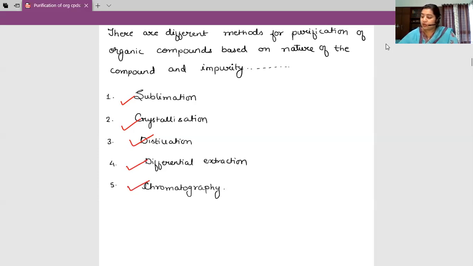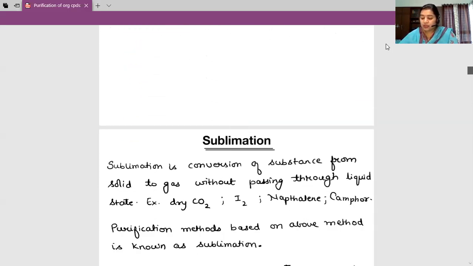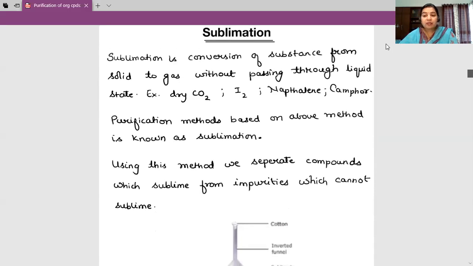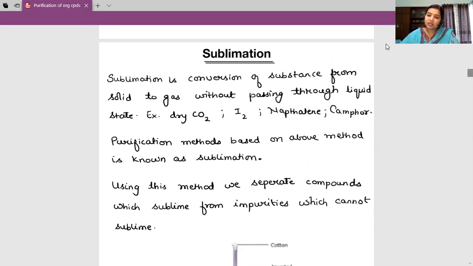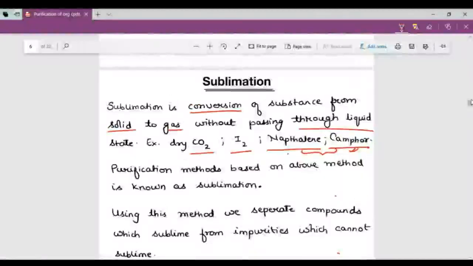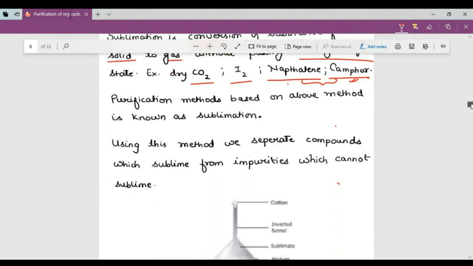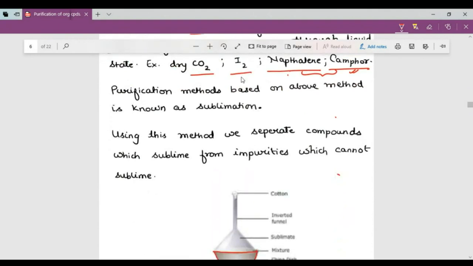Okay. First and foremost, we'll start from the word sublimation. Correct? Sublimation is a particular phenomenon in which there is conversion of a substance from solid to gas without passing through the liquid state. Then I was telling you there are certain examples that we come across in daily life. Of course, iodine is not something that we come across in daily life.